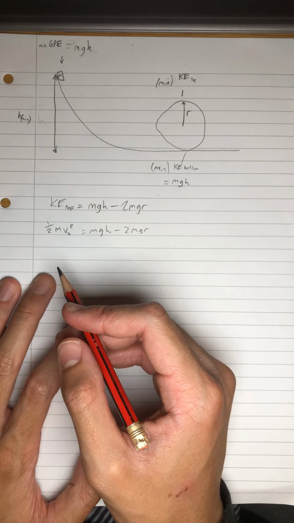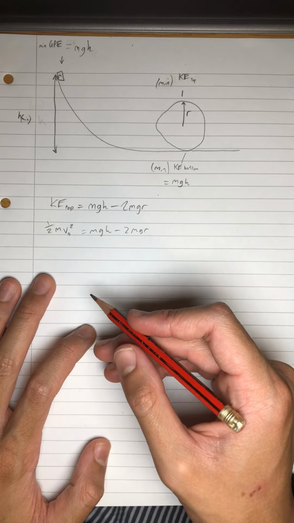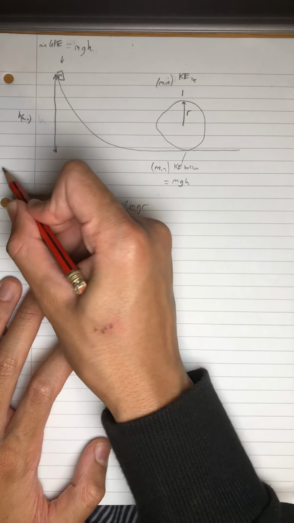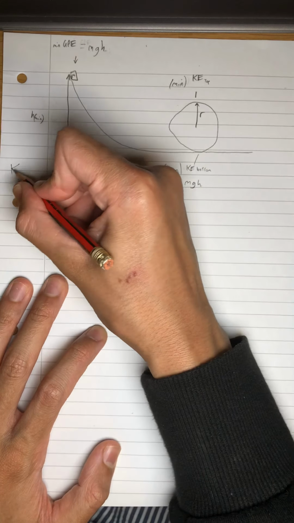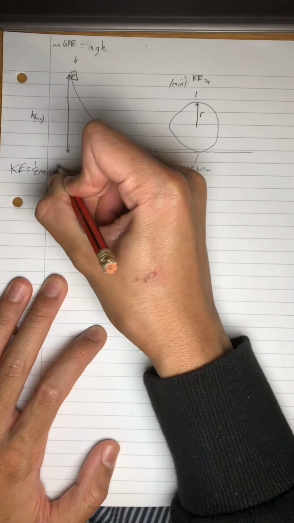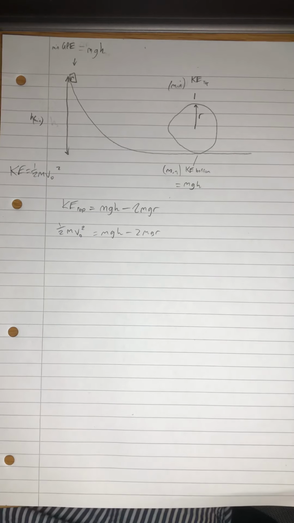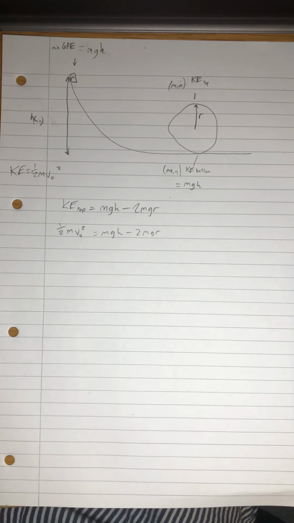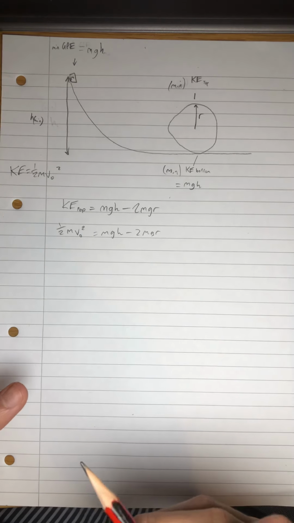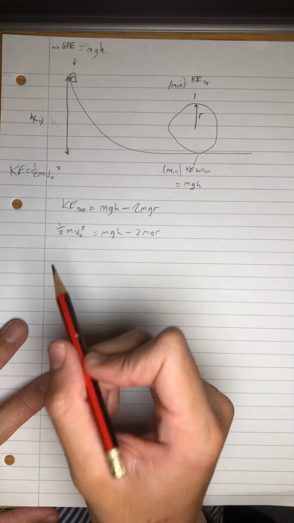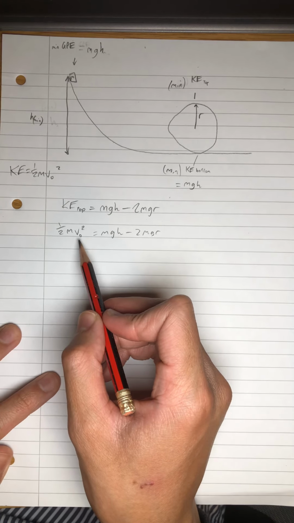Now, another way of expressing the kinetic energy at the top is KE equals half mv0 squared, where v0 is the minimum velocity that it needs to make it around the top. So now we're going to equate these two and get half mv0 squared equals mgh minus 2mgr. And now, to reduce the variables of this whole thing, what we're going to first do is look to get rid of this v0.